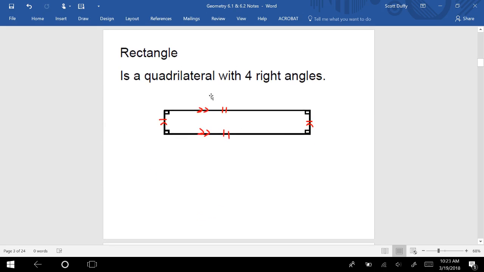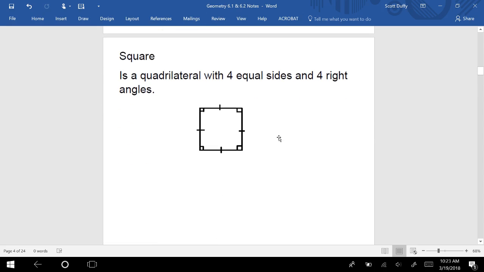A rectangle is a quadrilateral with 4 right angles. What happens is that the opposite sides are going to be congruent, and so we have opposites here, opposite there. Also, opposite sides are parallel. A square is a quadrilateral with 4 equal sides and 4 right angles, and opposite sides are going to be parallel and congruent.